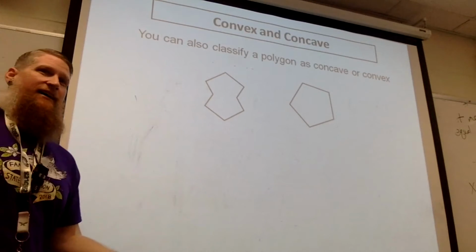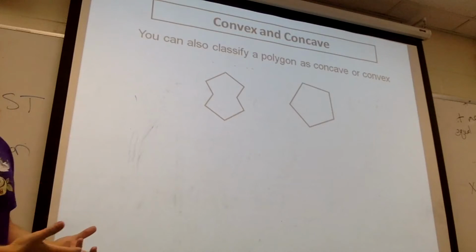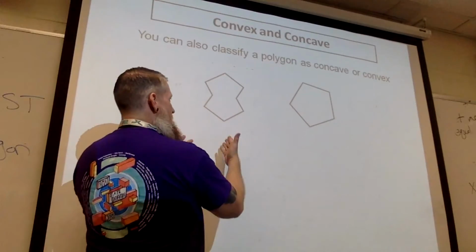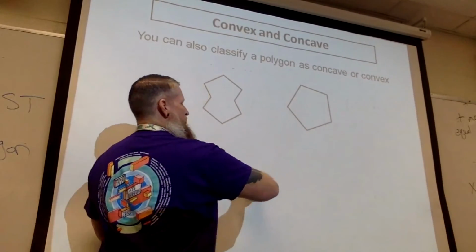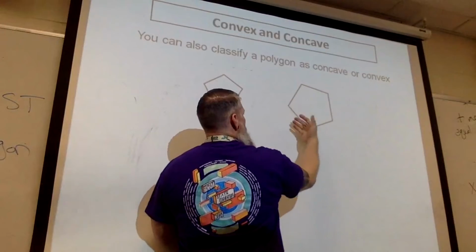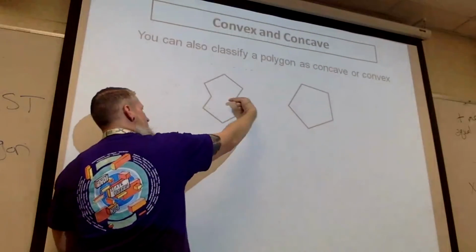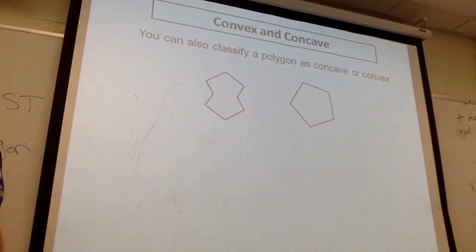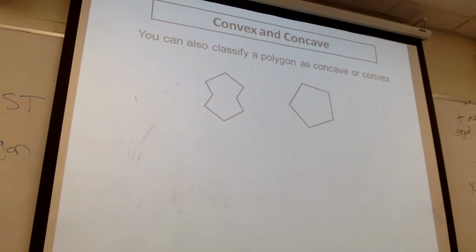Convex is the one that's not concave. So if you remember what concave looks like, and it doesn't look concave, it has to be convex. So convex is all of your endpoints are pointing out. If you have any part that's pointing in, it's concave, even if it's a little tiny part.